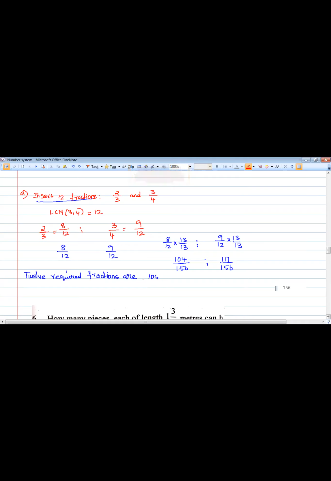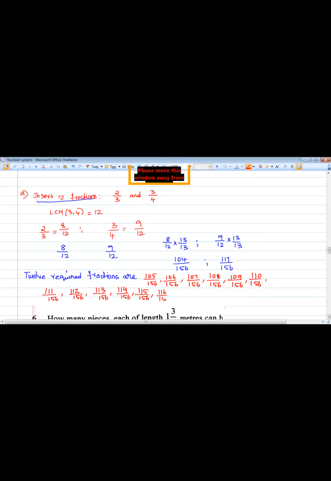One minute. For better understanding, I will write. So this one: 105 by 156, 106 by 156, 107 by 156, 108 by 156, 109 by 156, 110 by 156, 111 by 156, 112 by 156, 113 by 156, 114 by 156, 115 by 156, and 116 by 156.